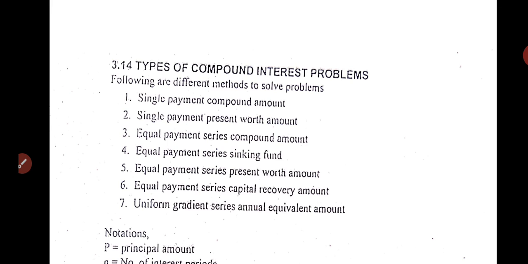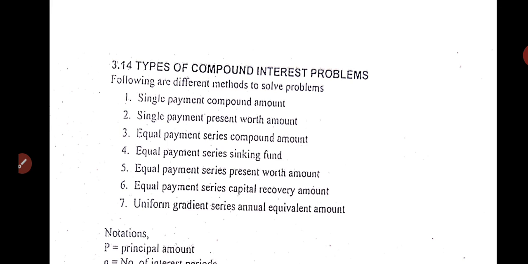There is something called RD in banks and post offices, where every month or every year we keep some fixed sum. Fixed, the amount will not change. We will go on keeping that amount for a certain period of time, and at the end of that period, how much money we will get. This is known as equal payment series compound amount.